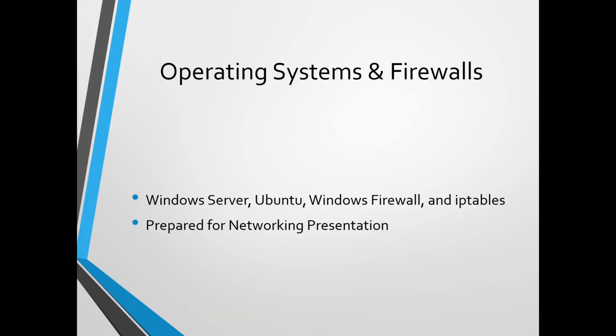Windows servers and Ubuntu are operating systems, or OS for short, that run on servers, and Windows firewalls and IP tables are security tools that control network traffic. Within this presentation, I'm going to go over each one, how they're used, and compare each of them.